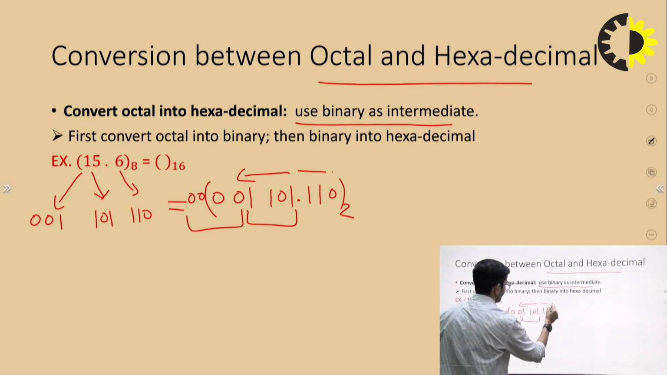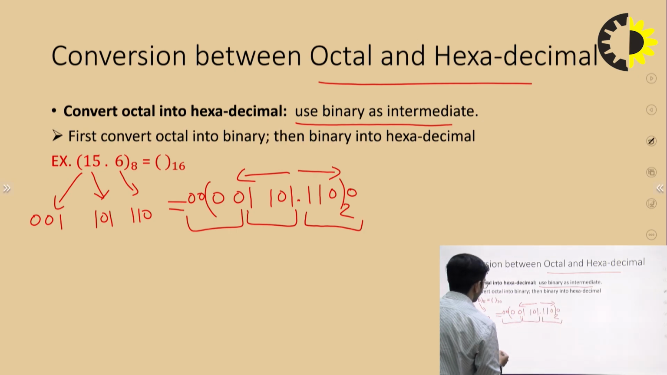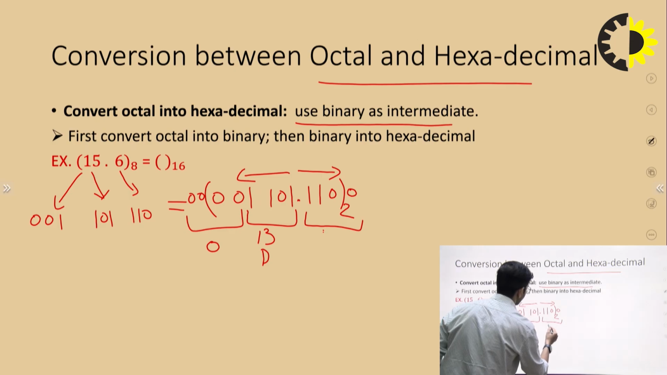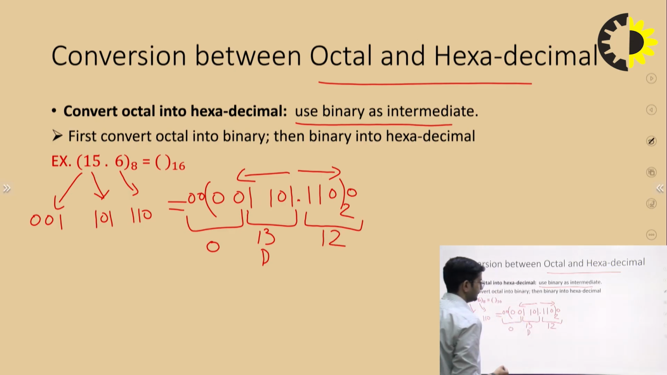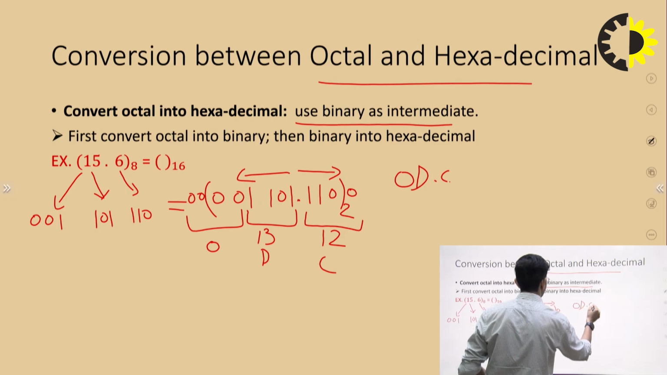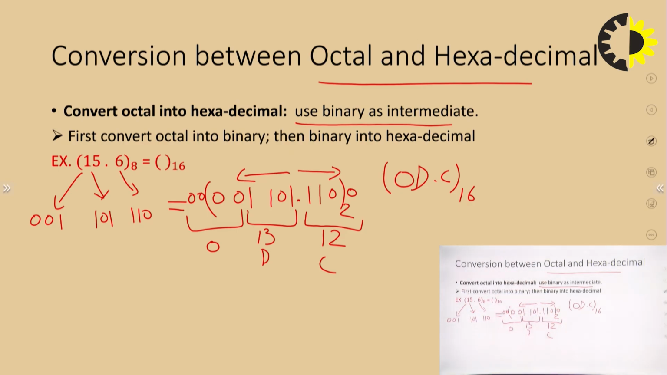Similarly, after the decimal point, we will move from left to right. Here there are only 3 bits, so we can append 1 extra bit, that is 0. So if we take the pair of 4 bits, this represents 0. This will represent 13, but in hexadecimal, 13 is represented by D. And 1100 is nothing but 12, and in hexadecimal, 12 is represented by C. So our hexadecimal number is 0D.C. So that's how we can convert the octal number into a hexadecimal number.